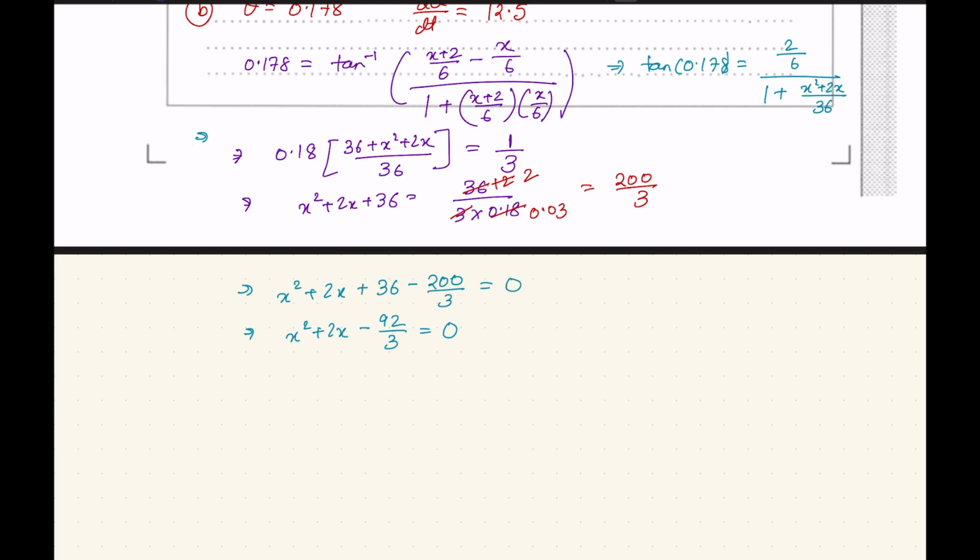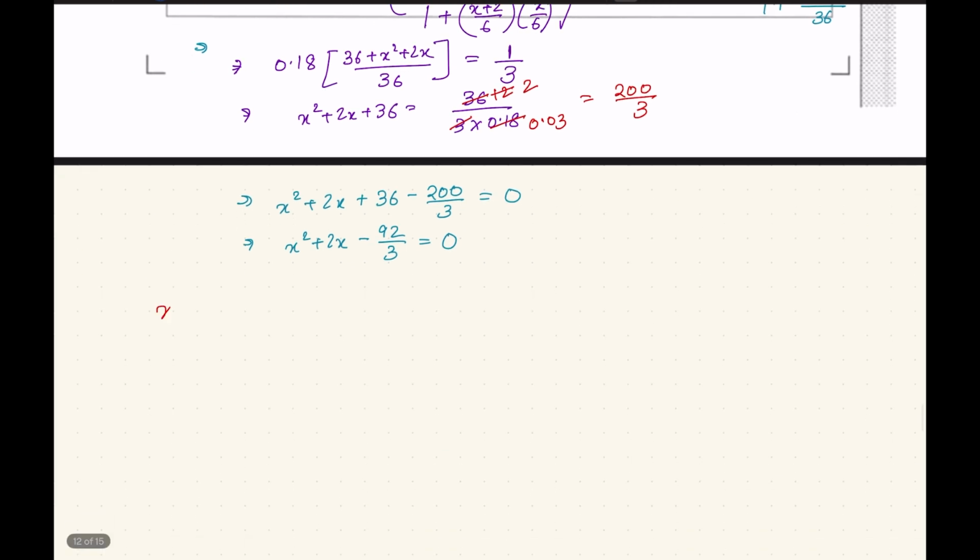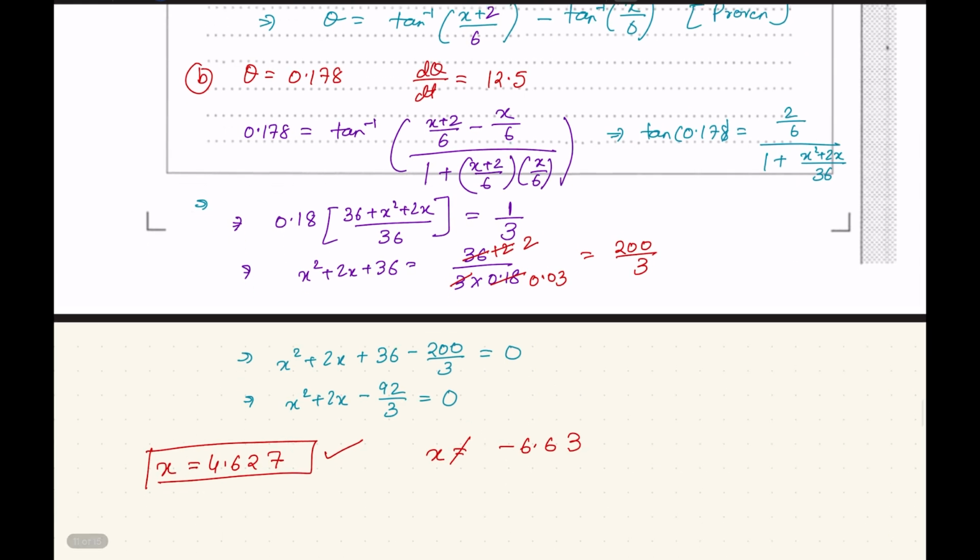When I use my calculator to solve this, the coefficient of x² is 1, the coefficient of x is 2, and your C is negative 92 over 3. I got two values of x. x would be 4.627 and x is negative 6.63. So I'll reject the negative value and I'll accept the positive value. This is the value of x for which we are getting this theta.